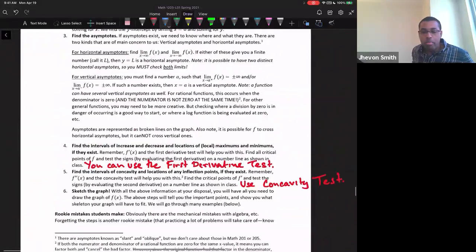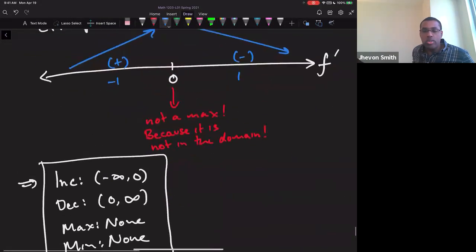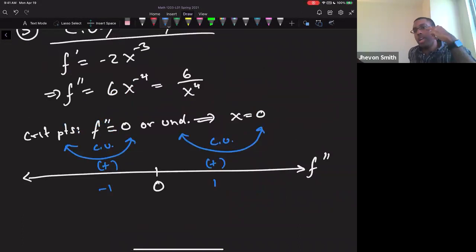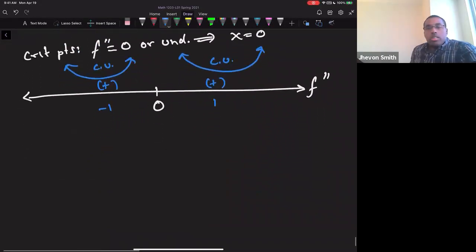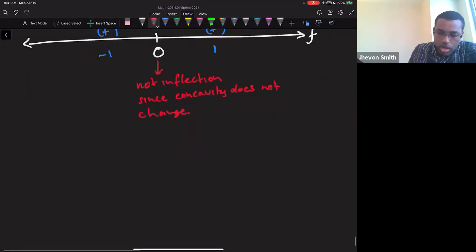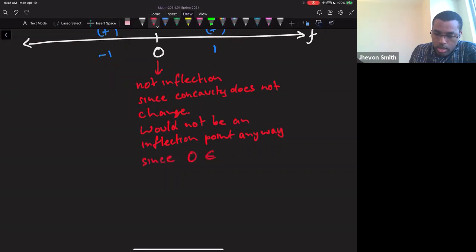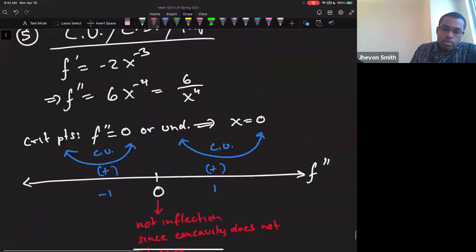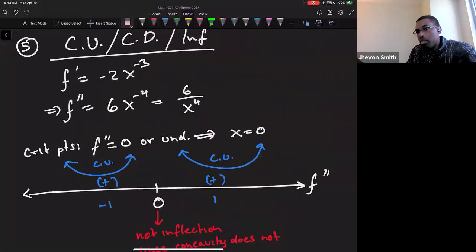You guys need to review. You're making the rookie mistakes. You're mixing up what each derivative is doing. The second derivative does not tell you the location of the graph, whether it's above or below the x-axis. The original function, f, tells you that. So with this, we have concavity. Now, not inflection, since concavity does not change, it would not be an inflection point anyway. Since zero is not in the domain of f. Zero once again shows up as a critical point, but it's not really anything.